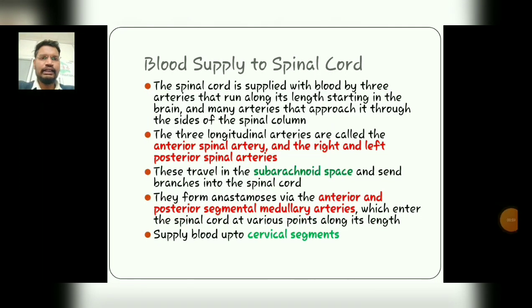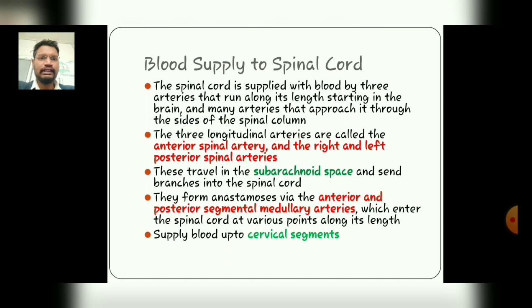As the three main longitudinal arteries are the anterior spinal artery, and the second is the right posterior spinal artery, and the third one and the last one is the left posterior spinal artery.